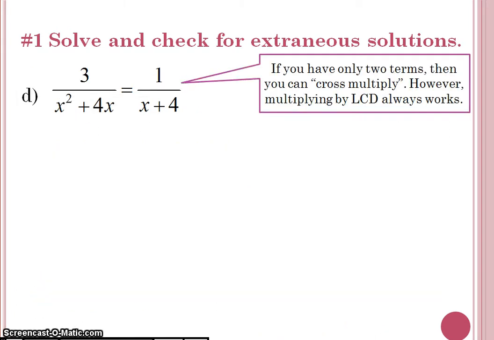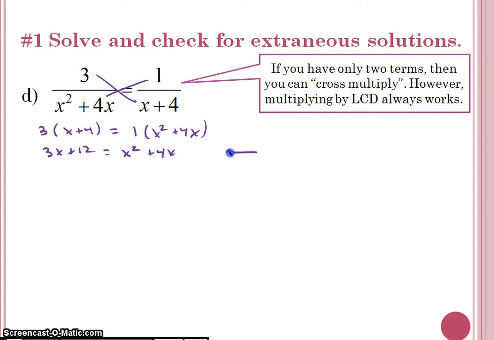Okay, D, so we're going to solve this. This also works where we can just multiply by the LCD to get rid of the fractions, but if we have only two terms, you can also cross multiply. So we're going to use that. So 3 times x plus 4 equals 1 times x squared plus 4x. I'm going to distribute. 3x plus 12 is x squared plus 4x. I'm going to, again, set equal to 0 and solve.